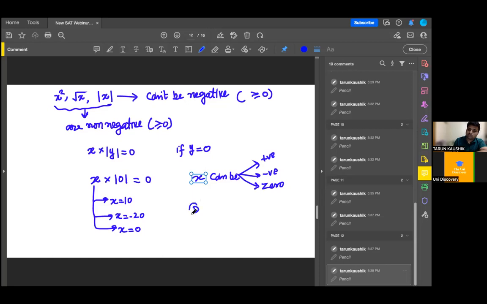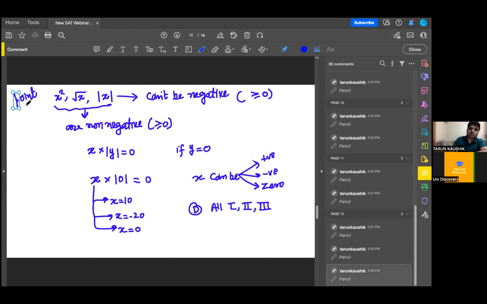So the answer has to be D, which is all 1, 2, and 3. So the takeaway of this question, or I can say the point of the question, is do not say that if it is x square, then that is always positive. If it is under root x, then it is positive. The correct way of saying will be: if I see x square, under root x, or modulus x, they all will be non-negative, meaning they can also be 0. So I hope the point of the question and the correct answer is clear to everyone.